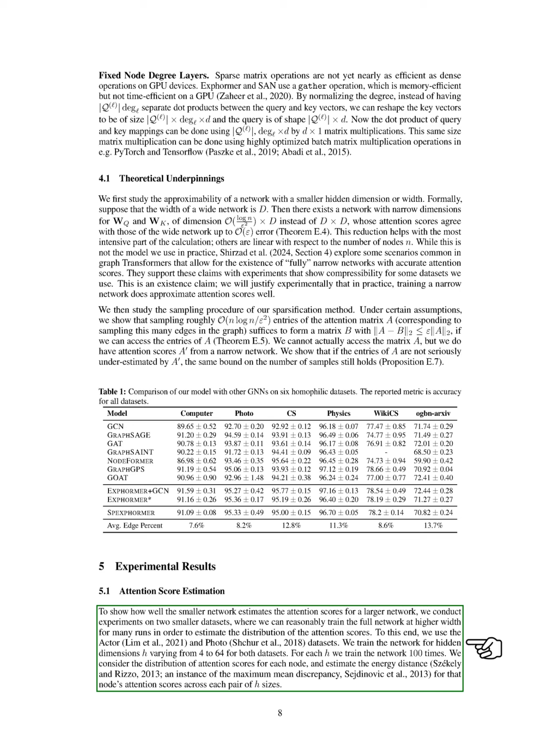For our experimental results, we focus on how effectively the smaller network estimates the attention scores of a larger network. We conduct experiments on two smaller datasets, the actor and photo datasets, where we can train the full network at higher widths multiple times to understand the distribution of attention scores. We vary the hidden dimensions from 4 to 64 and train the network 100 times for each dimension. We analyze the attention score distributions for each node and calculate the energy distance, which helps us compare the scores across different hidden dimensions.